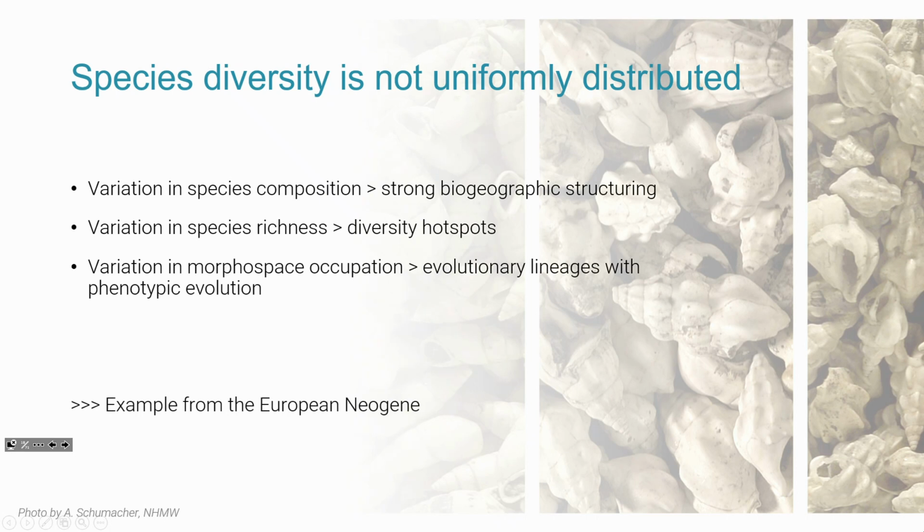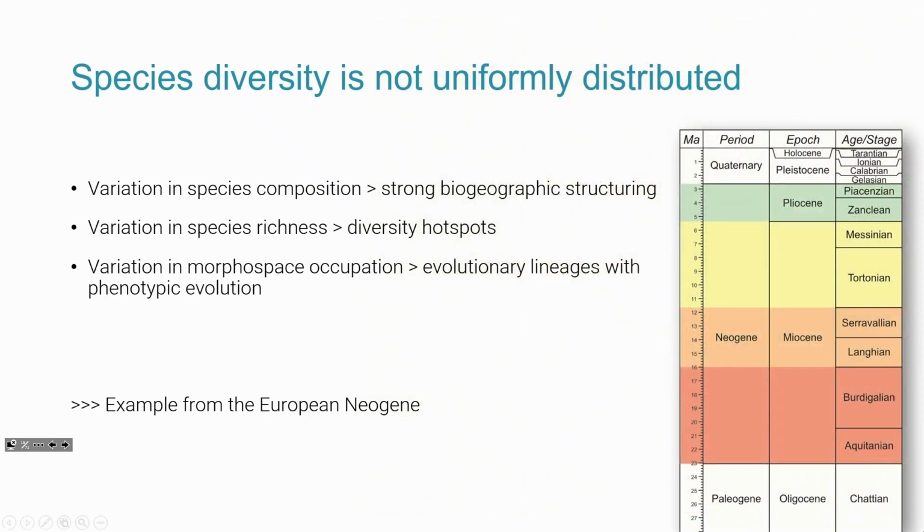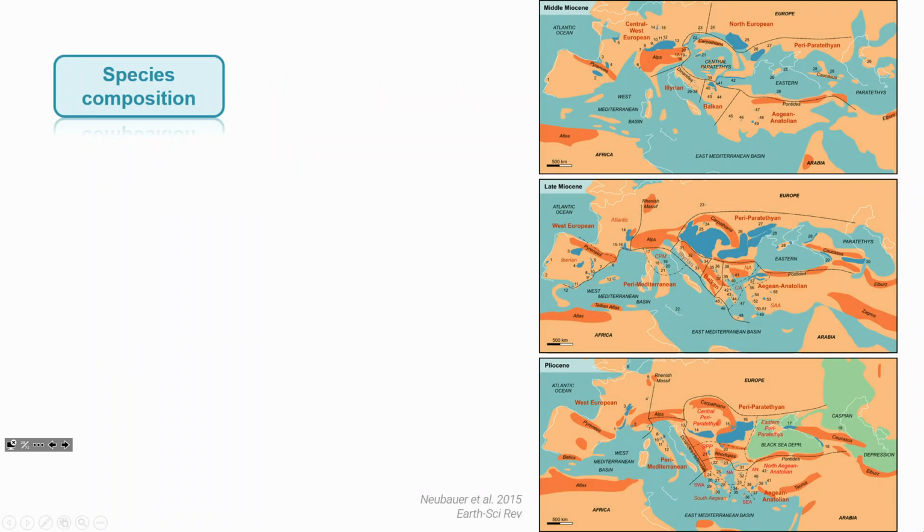And to do so, we will use examples from the European Neogene, simply because there are the best known and best studied examples, and a few of those I've looked at by myself. Just to remind you where we are here. So Neogene is from the early Miocene to the end of the Pliocene, something like 20 million years. So not much, but enough to give some interesting results.